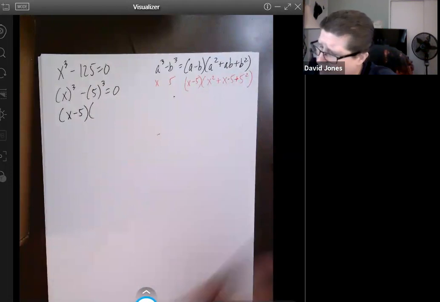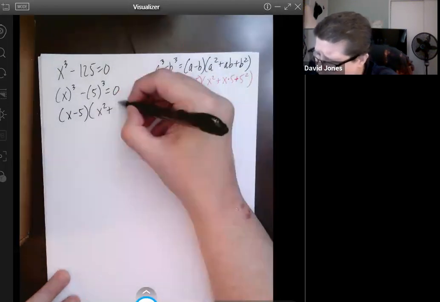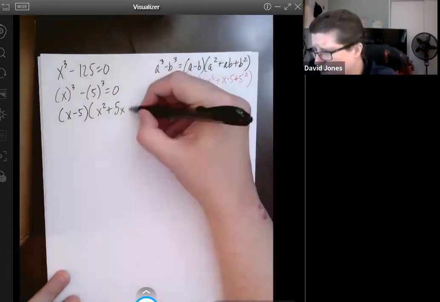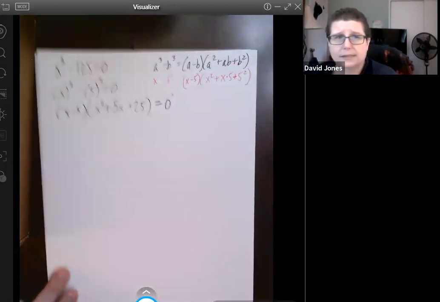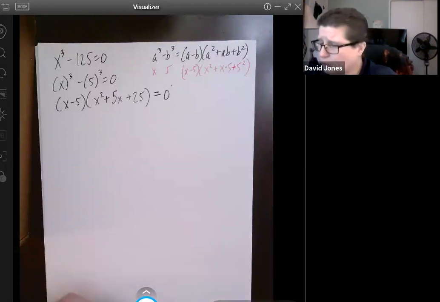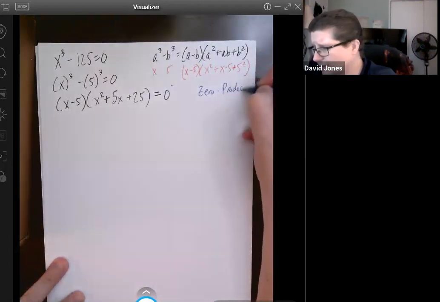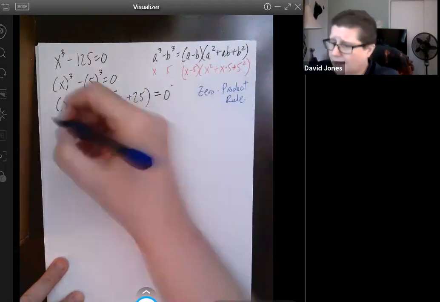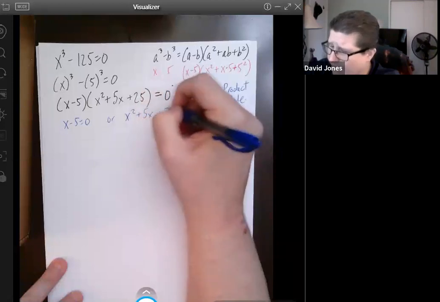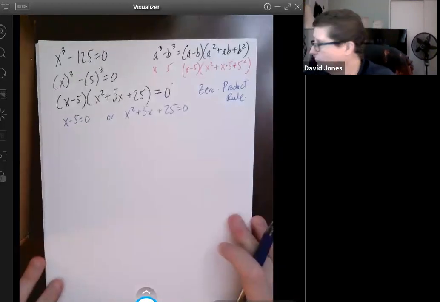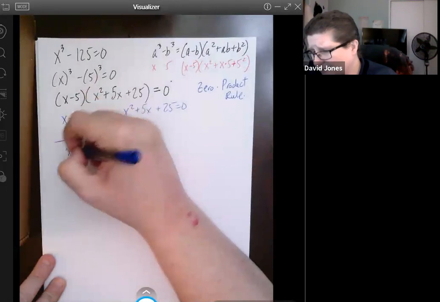When I put it down here, I'm going to clean that up. I've got x squared plus 5x plus 25, and it still equals 0. Zero product rule: I've got two things multiplied to make 0, so one of them has to equal 0. Either x minus 5 equals 0 or x squared plus 5x plus 25 equals 0. We add 5 to both sides here, we get x equals 5.